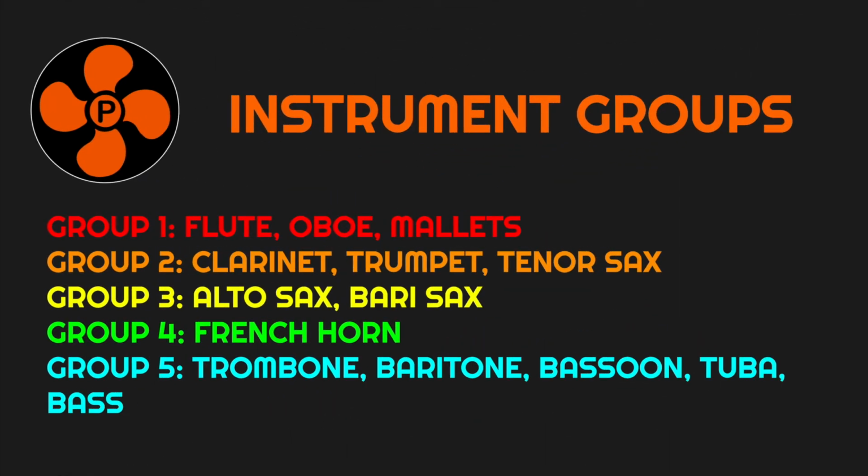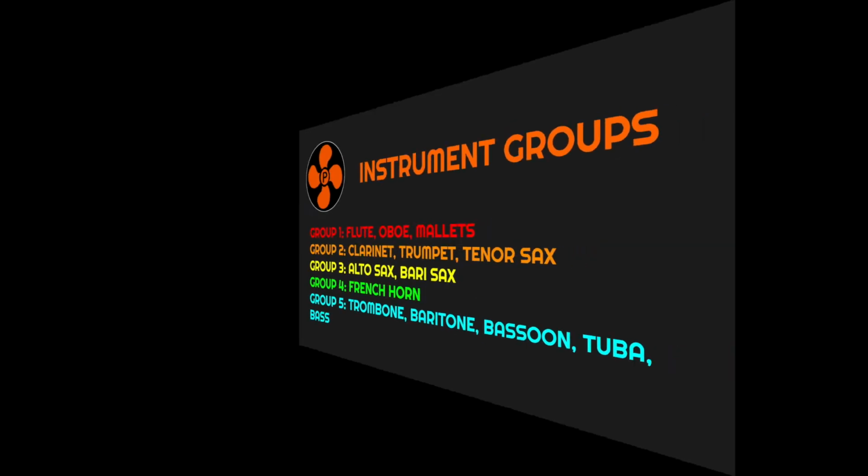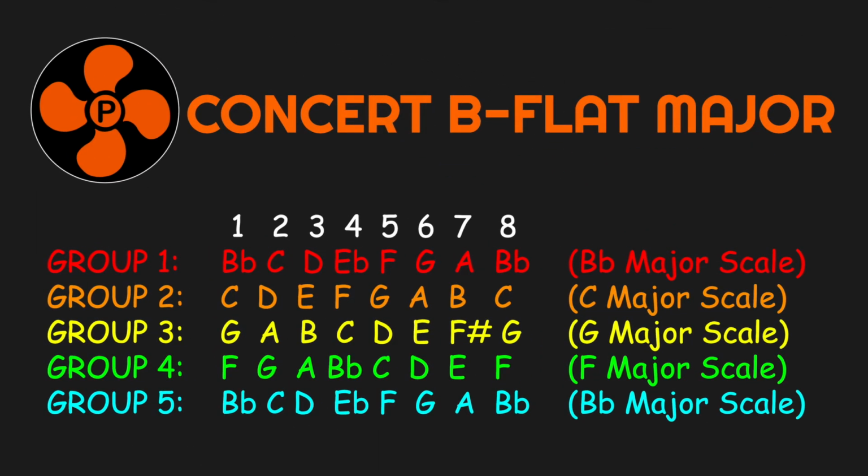This lesson is divided into different instrument groups. Please take a moment to locate your instrument so that you know which group number you should follow along with. Let's start by playing a concert B-flat major scale all together. Find your group and let's play it in half notes going up and down. 1, 2, set, go.